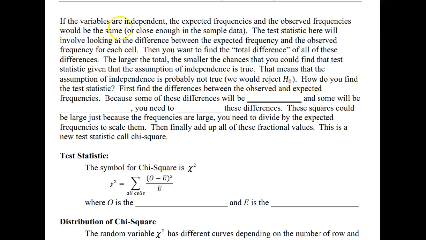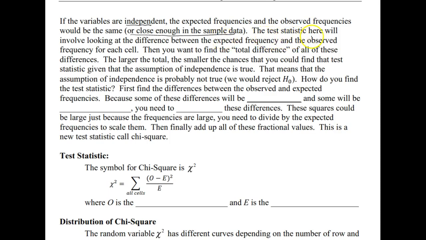Now, if the variables are really independent, the expected frequencies and the observed frequencies would be the same, or close enough in the sample data. So it's just like in the last section. When we did a hypothesis test about mu, and if mu was claimed to be 5, we didn't really expect to see an X bar of exactly 5, but if it were close enough, we would end up failing to reject H0. It would only be when we got an X bar value way far away from the claim that would make our p-value really tiny that we would reject the claim about mu.